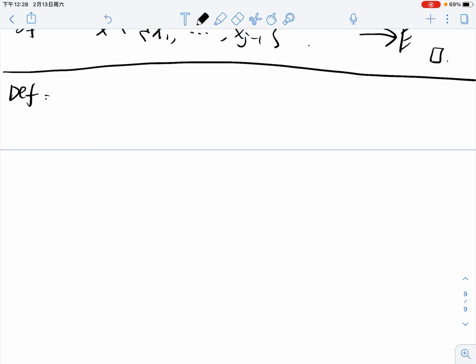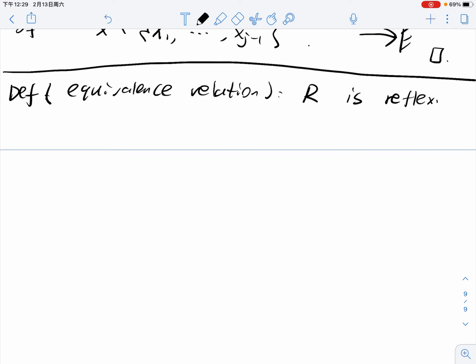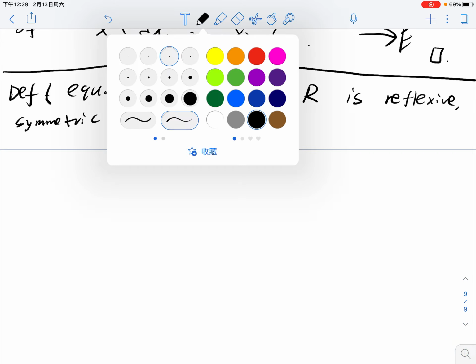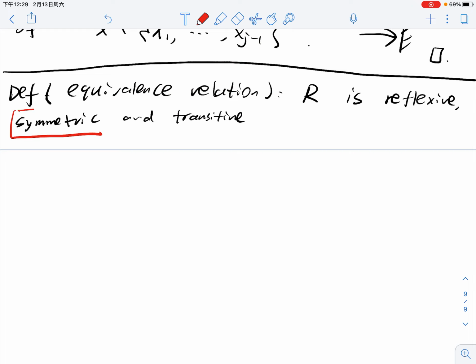Okay, next we introduce a so-called equivalence relation. It's similar to the partial order or total order, but we have a significant difference here. We call a relation an equivalence relation if it's reflexive, which is the same as in the definition of order, and then you have different ones, symmetric and transitive. Recall that in the definition of partial orders, the condition is anti-symmetric.